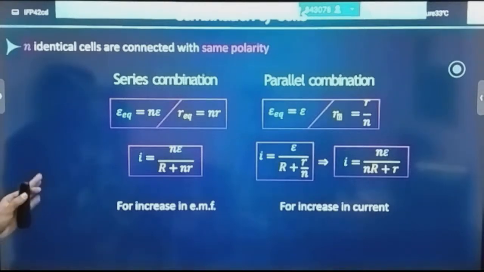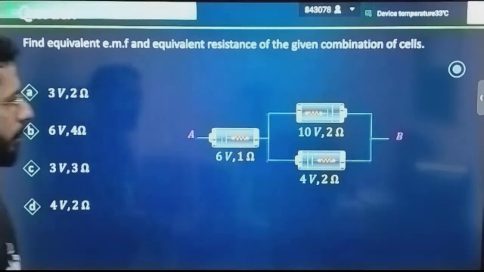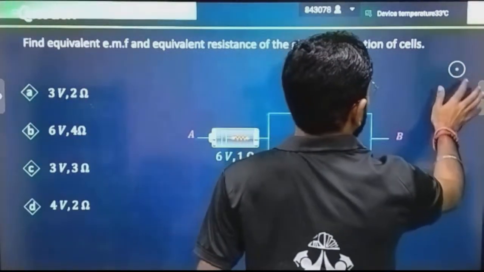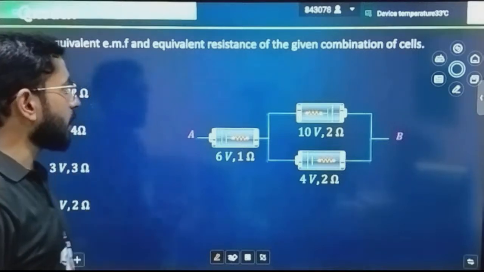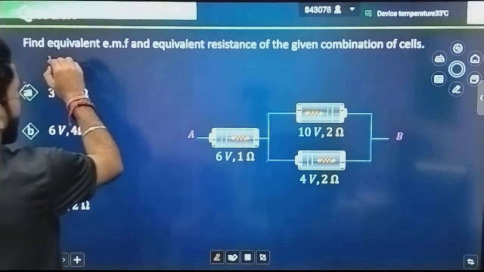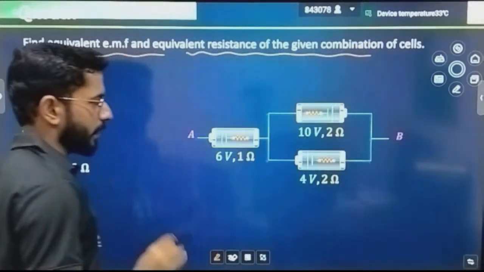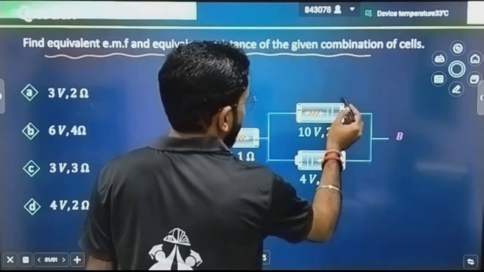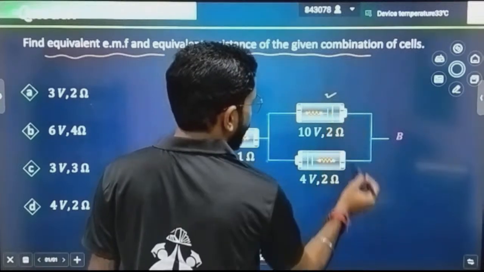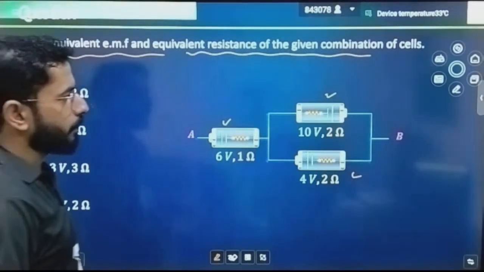Now this is the summary of the formulas that I have explained. Based on that, let's solve this basic question, so that you can have a summary of all the things that we have studied till now. Find the equivalent EMF and equivalent resistance of the given combination of cells. This is the combination that is given. Firstly, identify what kind of combination it is. Here these two are in parallel combination and this along with them is in series combination.